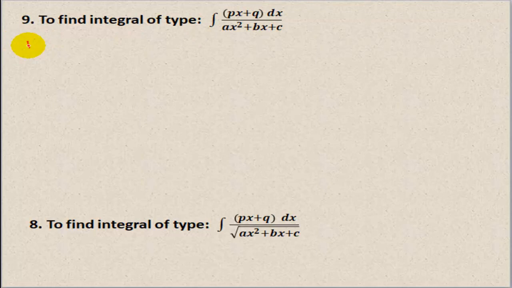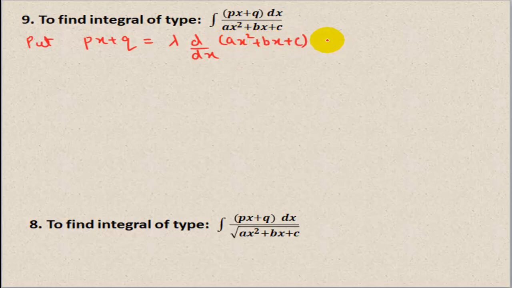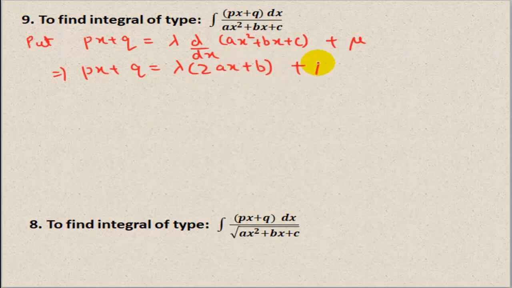We will use this substitution. We will assume px + q is equal to, say, lambda times the derivative of ax² + bx + c, plus mu. Let us see what it reduces to. It will become px + q = λ times the derivative: the derivative of ax² will be 2ax, that of bx will be simply b, plus μ.